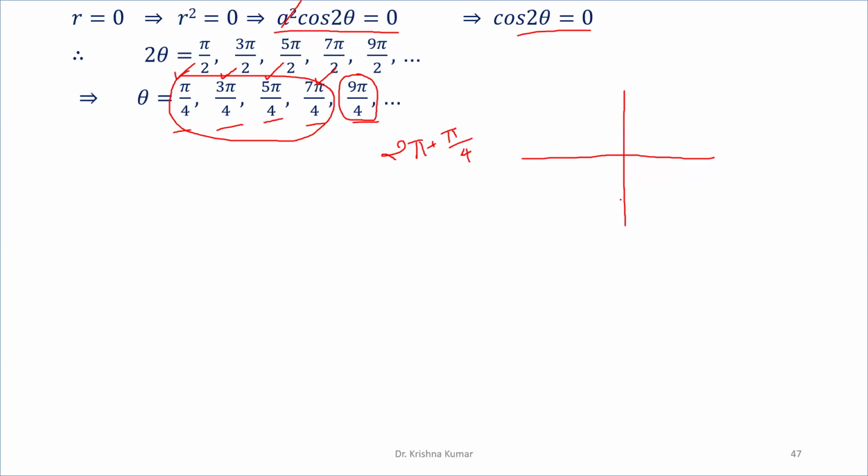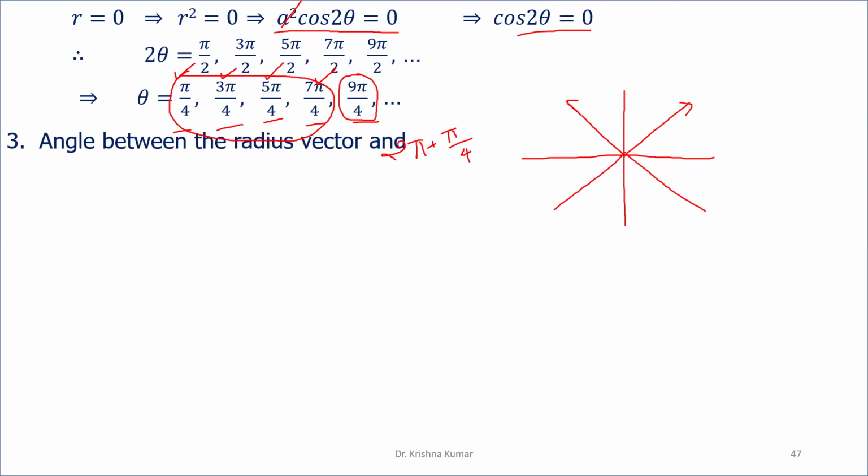So how to draw this one? This is the pole. So this is pi by 4, this is 3 pi by 4, this is 5 pi by 4, and this is 7 pi by 4. So these are the four different tangents at the pole. Let us go ahead and take the next point.